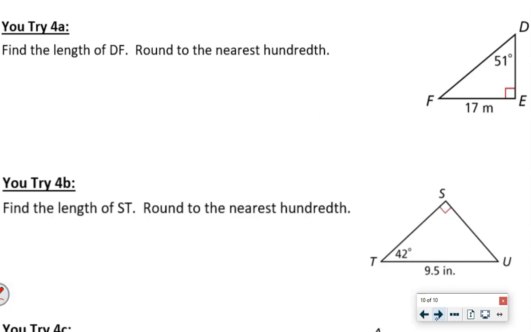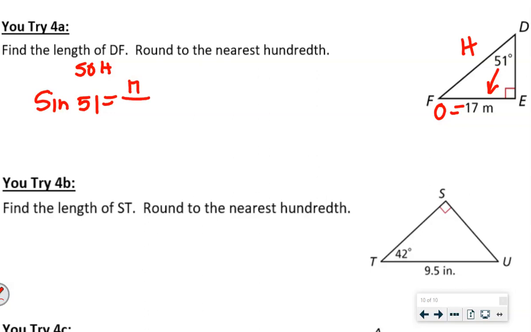So again, it's asking us for DF, right? So isn't this the hypotenuse? And look where our angle is. We got the 51. So where is that? Is that adjacent or opposite? Yep, that's opposite. So what ratio uses O and H? SOH. Isn't that sine? So we're going to say the sine of 51 is equal to our 17 over DF, right?